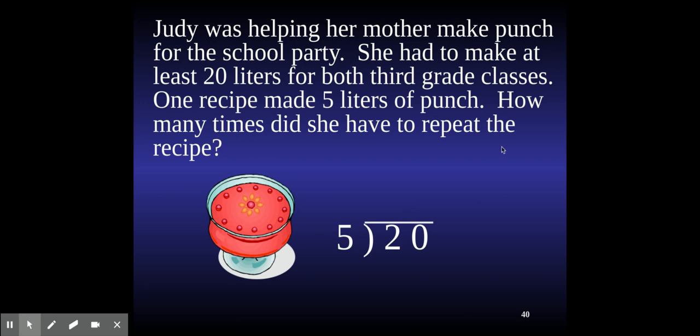So if one recipe makes 5 liters and we need to get to 20, how many times do we need to make this recipe? We can either do 5 times what equals 20, or 20 divided by 5. And that would get us our answer, 4. We would need to make it 4 times, because if I count by 5 4 times, that would get me to 20 liters.